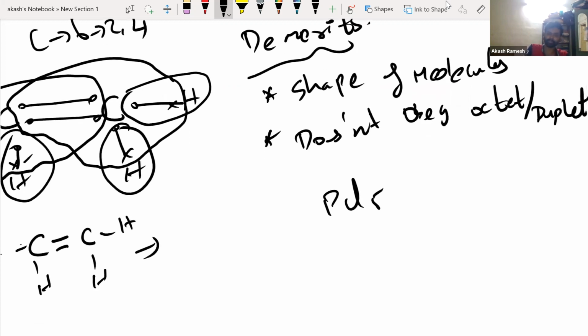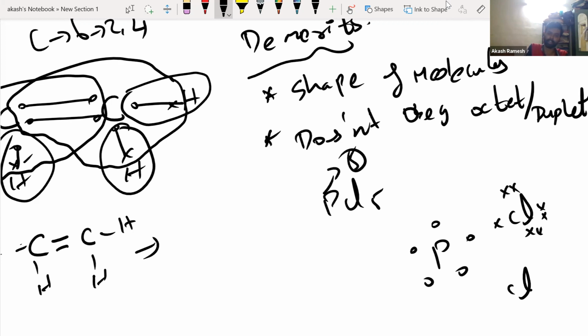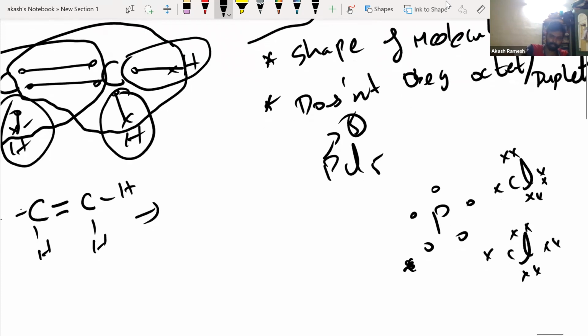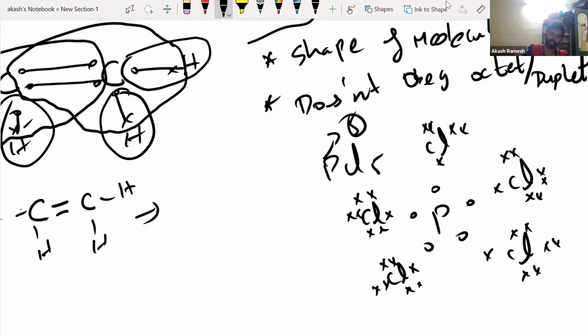Now you look at this. PCl5, phosphorus belongs to the nitrogen family, so it will have 5 valence electrons. 1, 2, 3, 4, 5 electrons. Now chlorine has 7 valence electrons. 1, 2, 3, 4, 5, 6, 7. Same way, another chlorine, and another, and another, and another, each with 7 valence electrons.